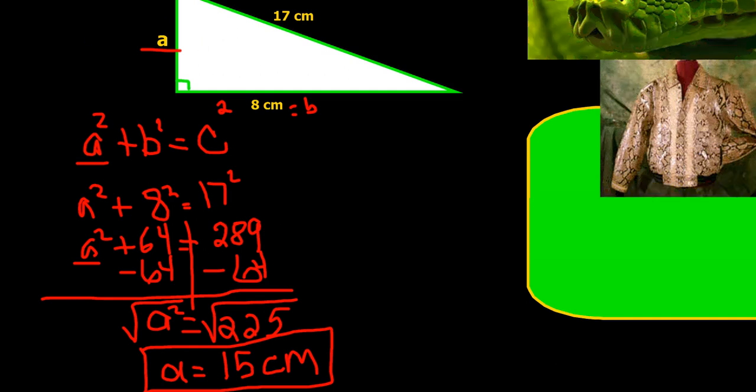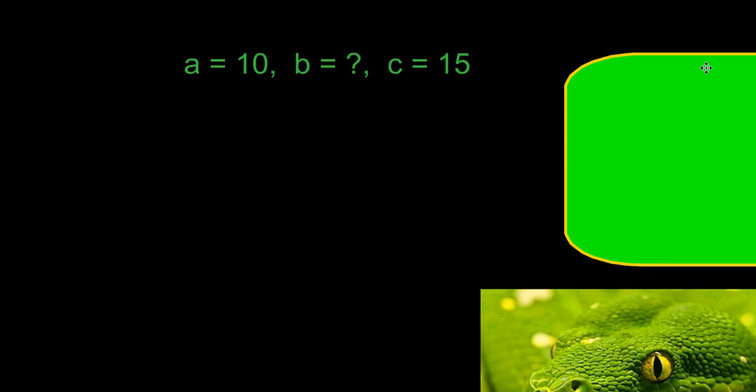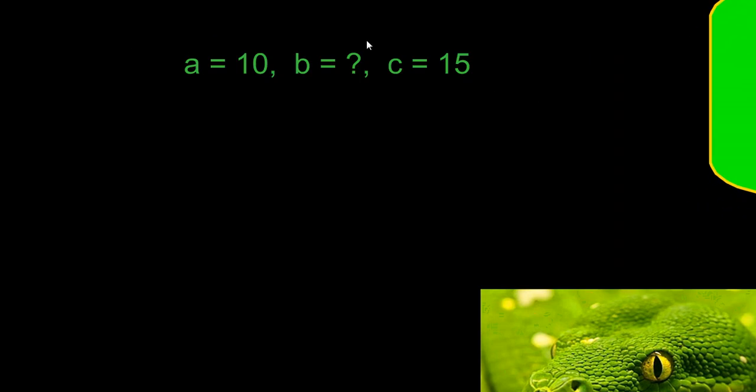Let's try one more. Let's see what kind of problem we have here. Ooh, this time they don't give us the triangle, they just give us the leg lengths. So sometimes it's helpful to sketch a little triangle so we remember what it would look like. We might have our 10 here, and our B could be there, and then our hypotenuse is 15. So is the C always the long one?